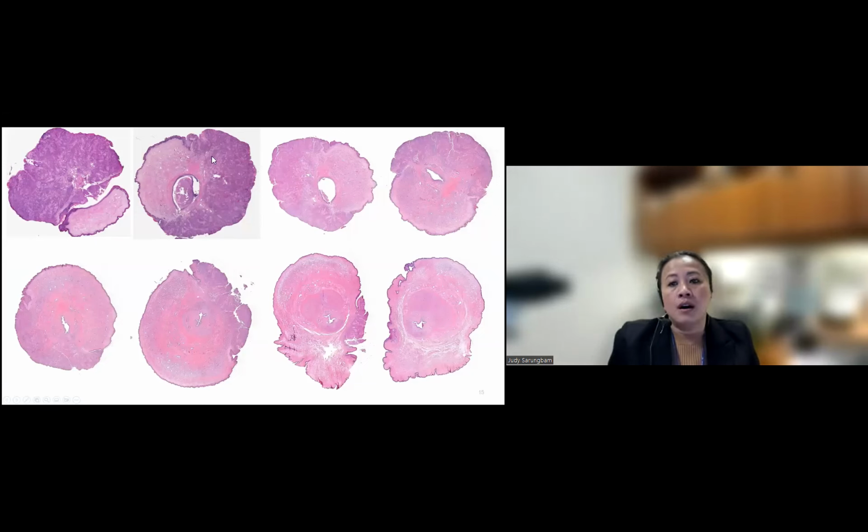So this is a corresponding H&E section of the one I just showed you, and it is easier to recognize. It is very easy to recognize the anatomy of the penis when we do this, but this may not be feasible for all labs because many places do not do whole mount sections.